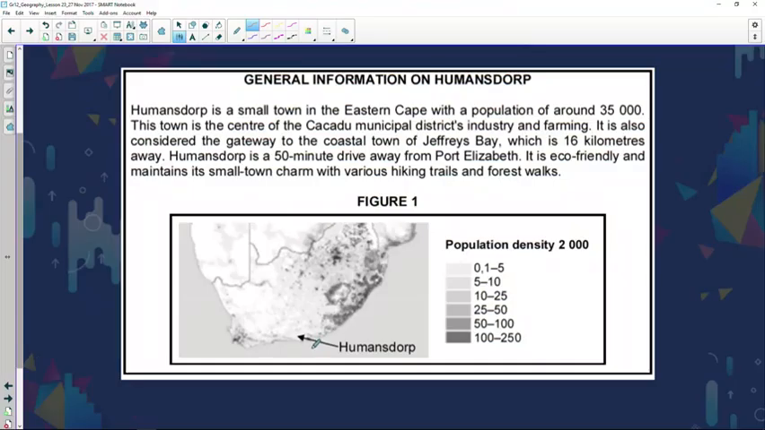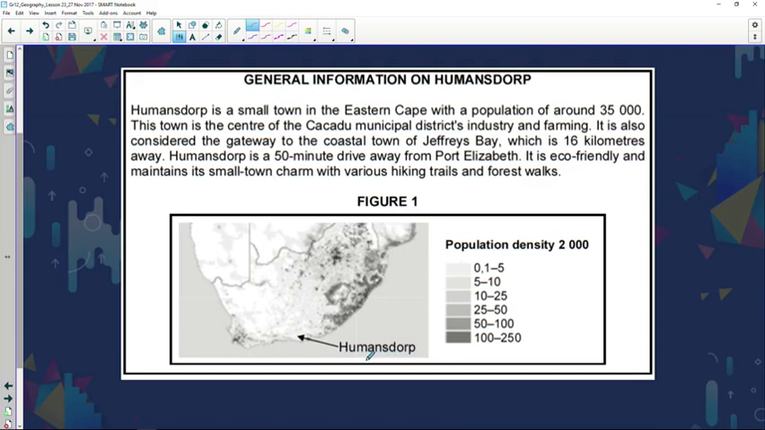Before we continue, in the paper there's a short case study about Humansdorp. If you look at the diagram, first of all, you can see where it's situated. That looks like the Eastern Cape province, so that's our first clue. If you read the case study quickly, the information regarding Humansdorp, it's a very small town. So we know it's an urban settlement with a population of roughly 35,000 people.